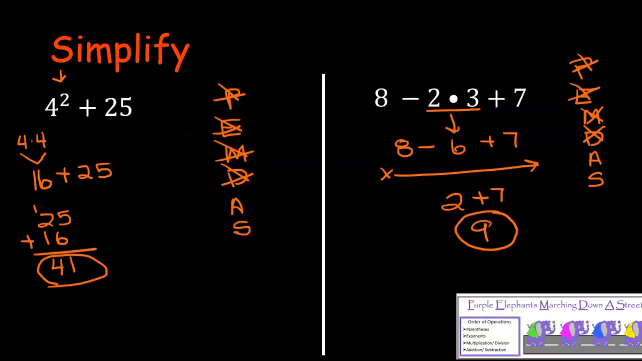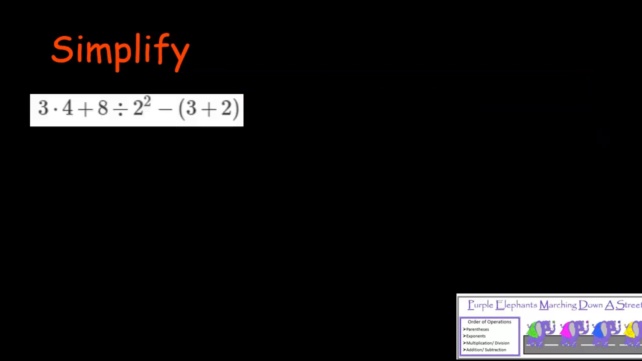Let's try another one. Oh my gosh, look at this. 3 times 4 plus 8 divided by 2 squared minus the sum of 3 plus 2, in parentheses. Oh goodness, there's a lot of stuff to do here, but you know what? Don't freak out, okay? We're just going to do our PEMDAS again. P-E-M. I love to write this on my paper so I can keep track of what I'm doing.